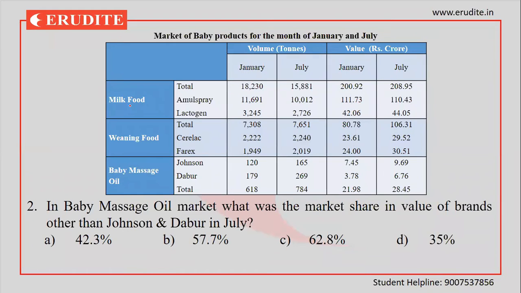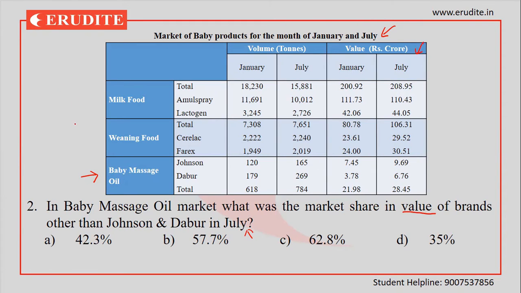Now let us go for our second question. In the second question, it has said that in baby massage oil. So basically, baby massage oil means this particular segment I need to consider first. What was the market share in value? Market share in value. That means I need to check the value part of brands other than Johnson and Dabur in July. In July means I need to go with this column only.